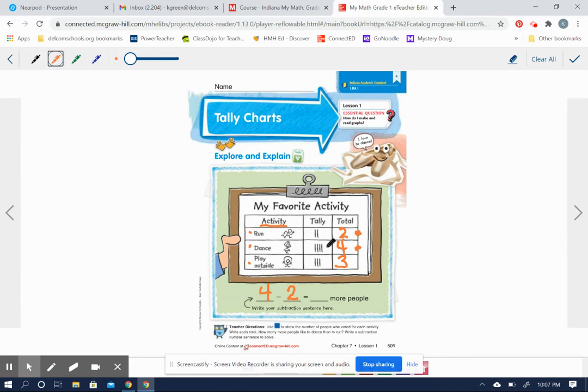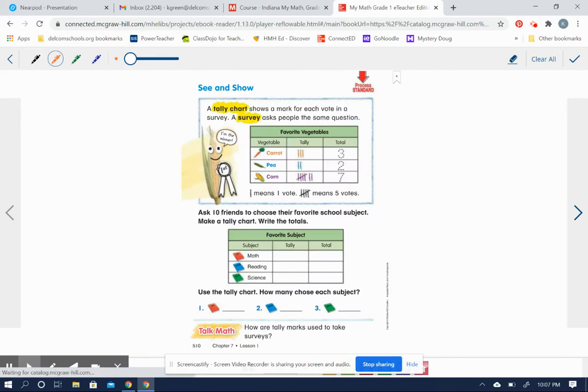What is 4 minus 2? I hope you were thinking 2. Yes, the difference is 2. So 2 more people chose dancing as their favorite activity than the people who chose running. All right, let's go ahead and look on the back.